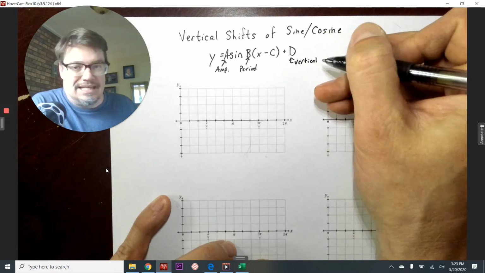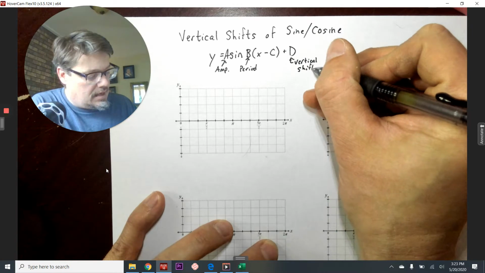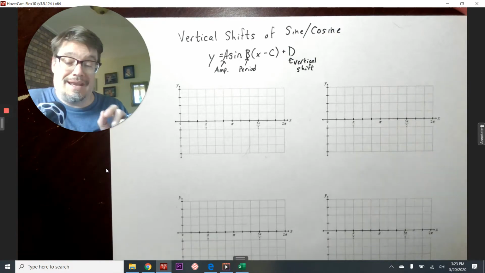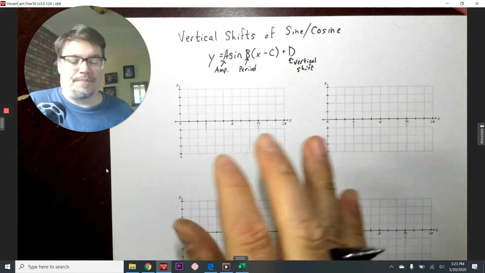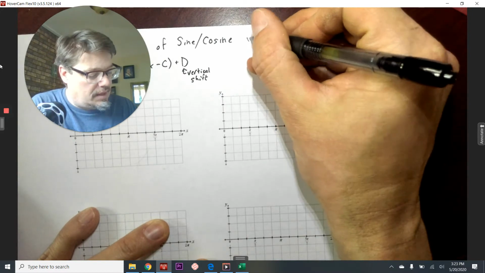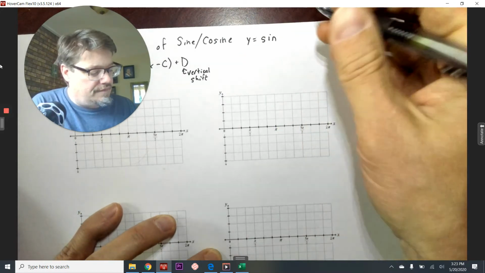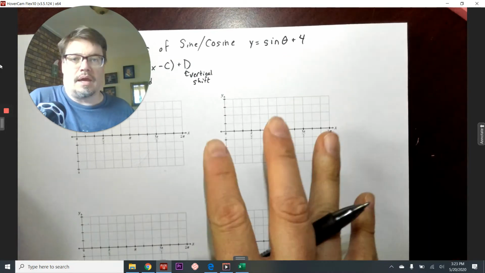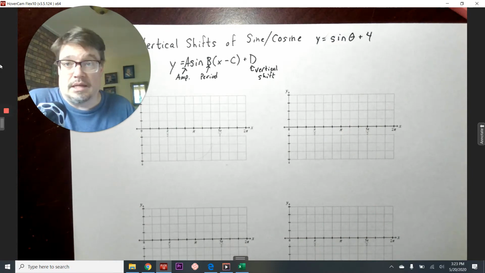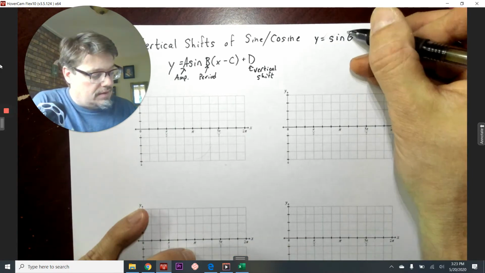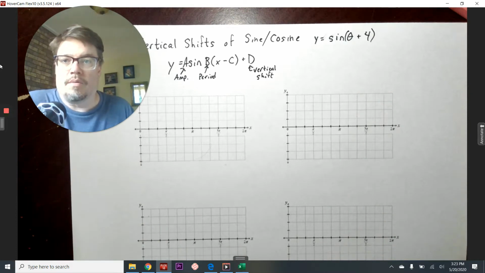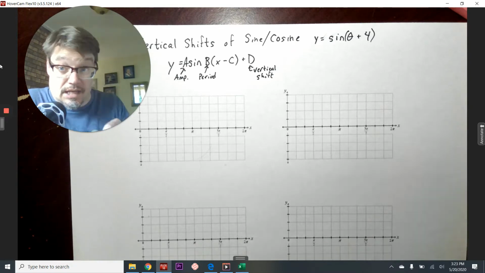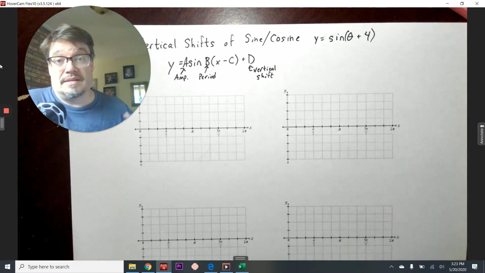about the D here is that the D needs to be outside of the parentheses. So if you do not see parentheses, then it is automatically a vertical shift. For example, if I have something like y equals the sine of theta plus 4, the 4 is D, it's not C. If I go like this, that 4 just became a C, because a value in the parentheses needs to be the C. And if there are no parentheses, then the D is basically just an add-on.